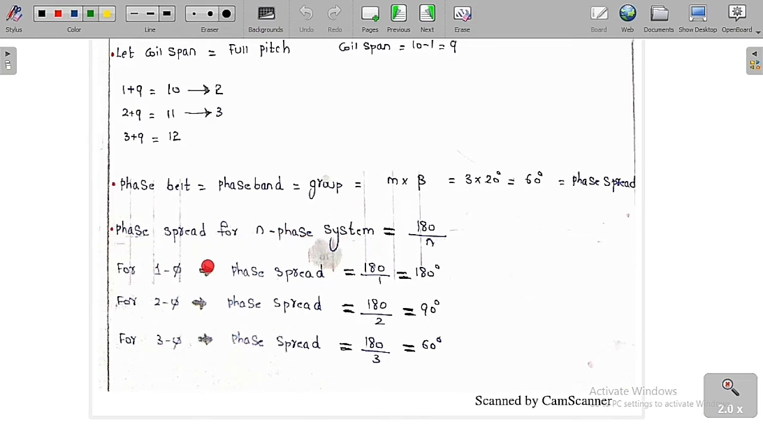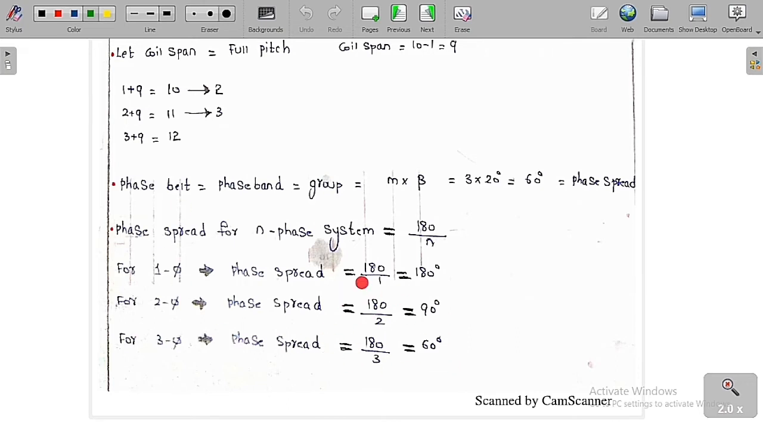So what is the phase spread for an N-phase system? The phase spread for an N-phase system is 180 degrees by N. It's a very important formula that you always have to remember. For single phase, the phase spread is 180 by 1 because N is equal to 1, so it is 180 degrees. For two phase, the phase spread is 180 by 2, which is 90 degrees. And for three phase, the phase spread is 180 by 3, which is 60 degrees.